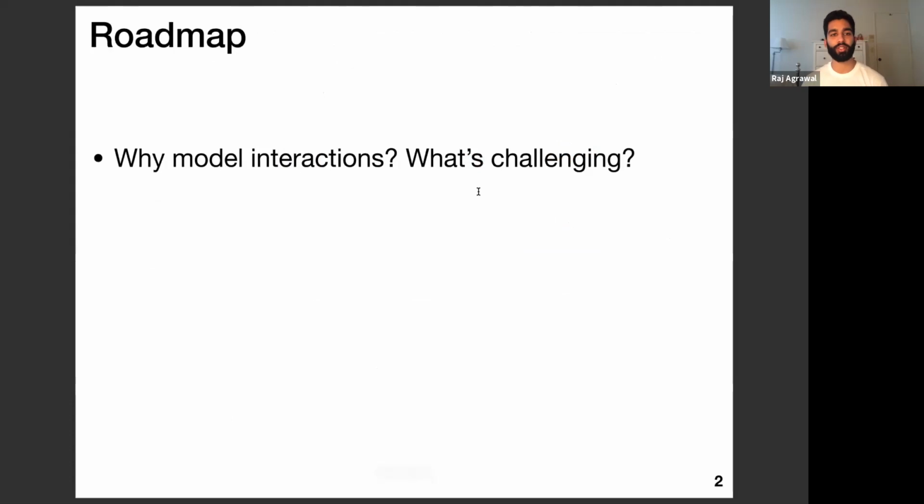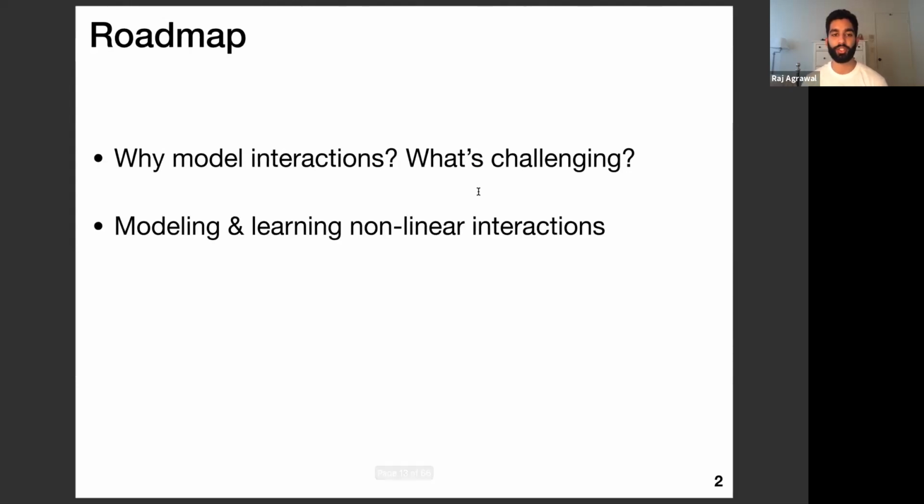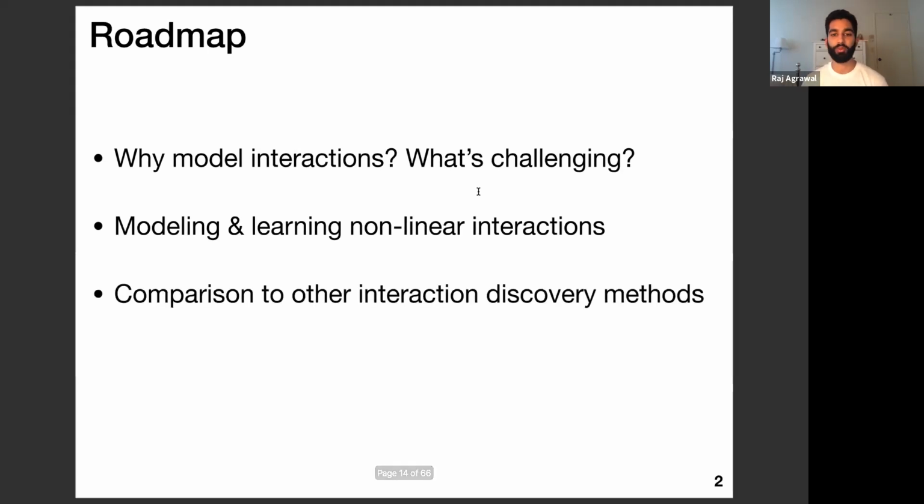The outline of this talk is as follows. I'll try to further motivate looking at interactions and highlight what's really challenging about this problem. Then I'll show how we actually go about modeling and learning nonlinear interactions. I'll focus on setting up the problem and leave the technical details to our paper. Finally, I'll conclude with an empirical comparison with other interaction discovery methods.